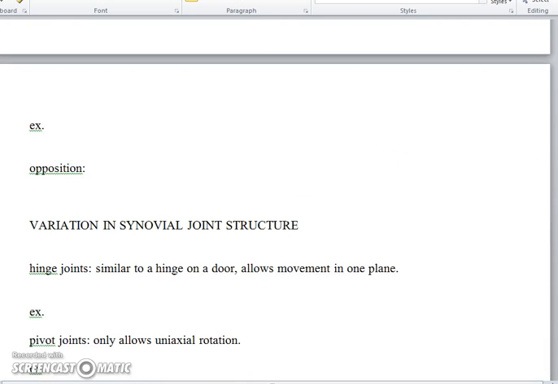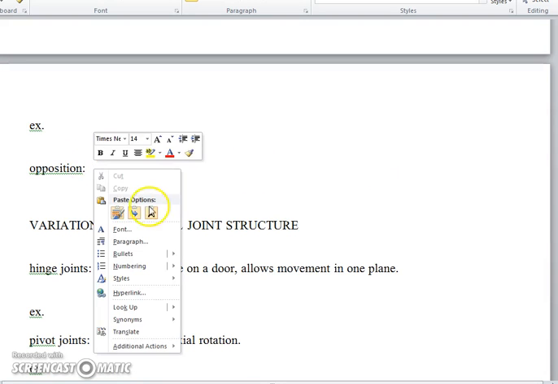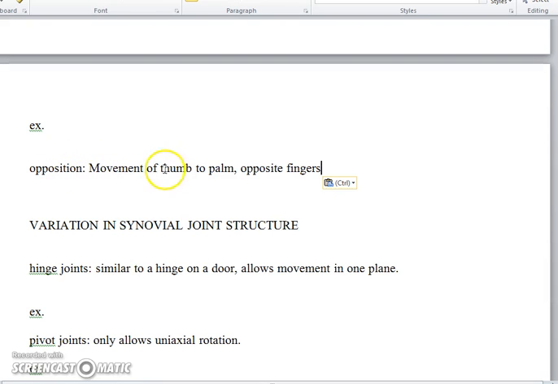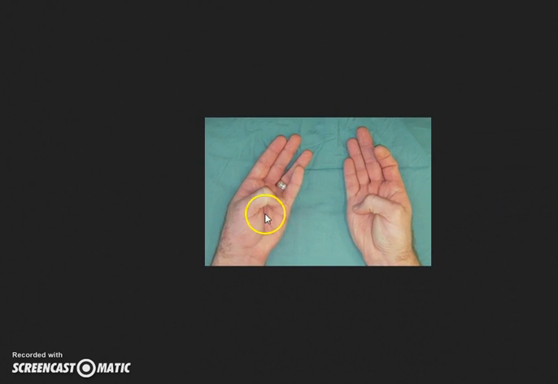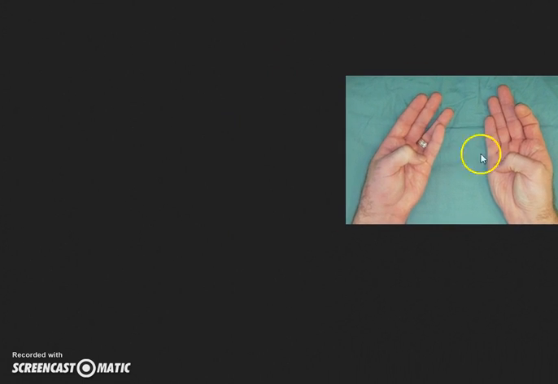All right. Opposition. You've probably heard you've got opposable thumbs, since you're a primate. Opposition is movement of the thumb to the palm, opposite fingers. That might be a little bit different than the definition you get in your book. So this guy is doing some opposition. The thumbs are going in toward the palm, but the fingers can go into the palm too, but they would move down that way, not in that way. So maybe not exactly opposite, but pretty dang close to coming in from the opposite direction.